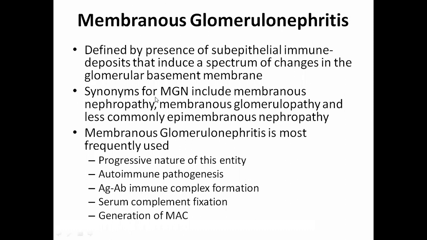Synonyms for membranous glomerulonephritis include membranous nephropathy, membranous glomerulopathy, and less commonly epimembranous nephropathy. Why is it called epimembranous? Because there are subepithelial immune complex deposits seen in membranous glomerulonephritis. But membranous glomerulonephritis is the most frequently used terminology. Why? Because of the progressive nature of this entity, and there seems to be an autoimmune pathogenesis behind it. There is antigen antibody immune complex formation, serum complement fixation, and generation of MACs.